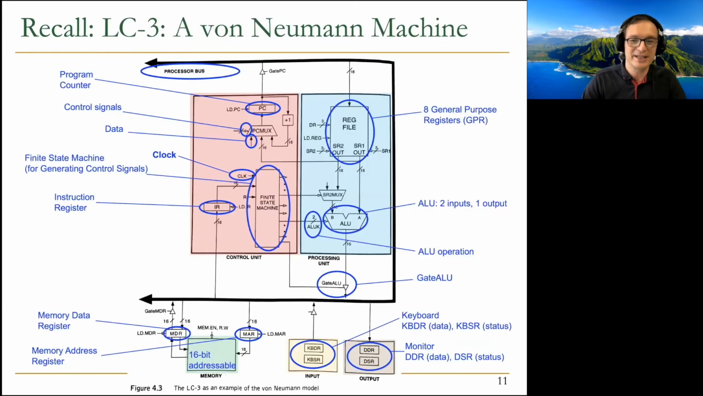Recall that we covered the basic microarchitecture of a von Neumann machine, LC3, which looks like this. We went through each of these components yesterday. It looks busy right now, but we went through each of them one by one. We're going to go through this machine again, and maybe go into a little bit more detail into these components in this lecture.